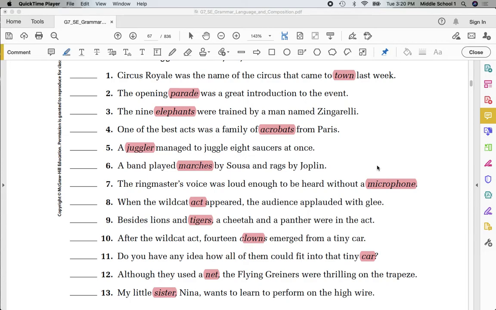Number 1, town, S, singular. 2, parade, S, singular. 3, elephants, plural, P. 4, acrobats, plural. 5, juggler, singular. 6, marches, plural. 7, microphone, singular. 8, act, singular. 9, tigers, plural. 10, clowns, plural. 11, car, singular. 12, net, singular. 13, sister, singular.